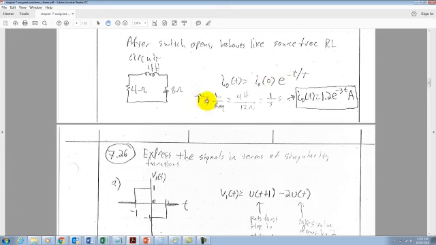And tau for an RL circuit is going to be L over R, and in this case R is going to be the equivalent of 8 ohms in series with 4 ohms, or 12 ohms. L is 4 henries, so our time constant tau is 1/3 seconds. And our initial condition, as we already found, was 1.2 amps. So i₀(t) is going to equal 1.2 e to the negative t over tau, which gives us 1.2 e^(-3t) amps.